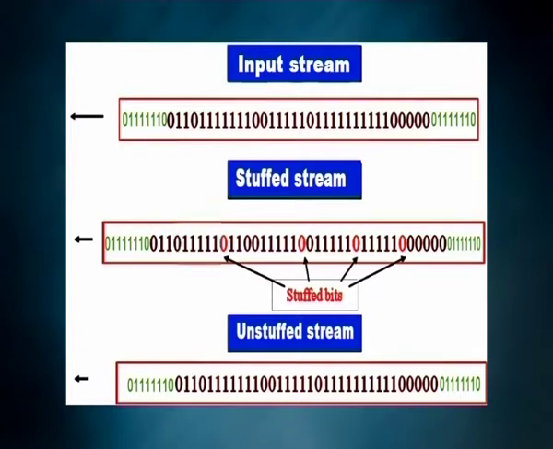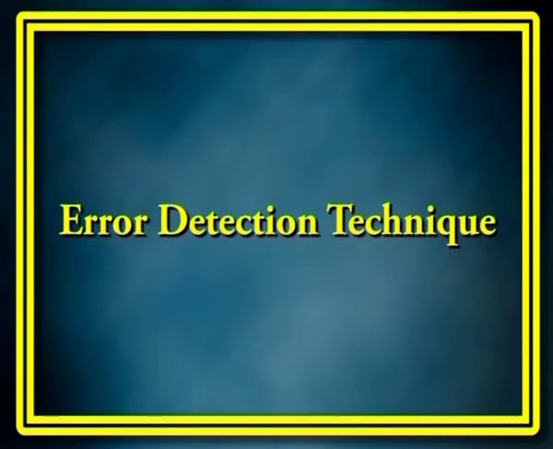In order to take care of this problem, whenever the sender data link layer encounters 5 consecutive ones in the data stream, it automatically stuffs a 0 bit into the outgoing stream. When the receiver sees 5 consecutive incoming ones followed by a 0 bit, it automatically de-stuffs the 0 bit before sending the data to the network layer. So, this was about the framing part. Now we will move on to error control.